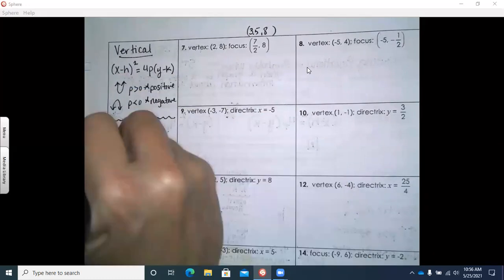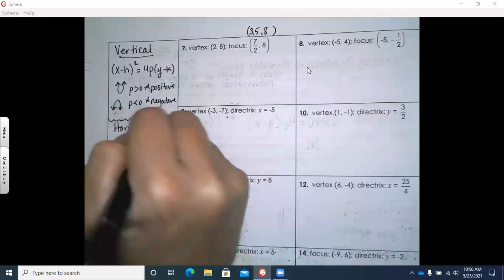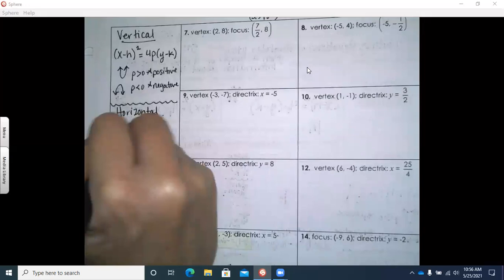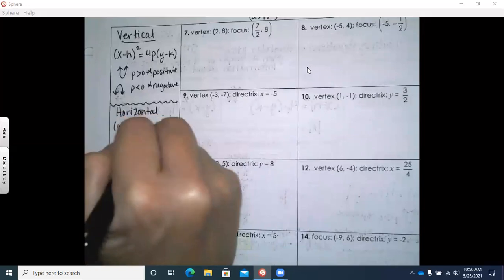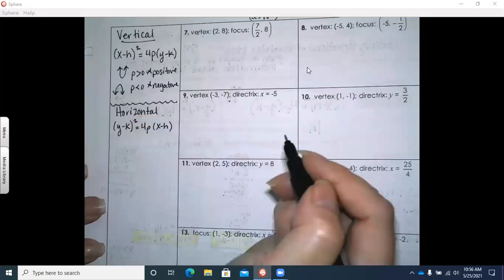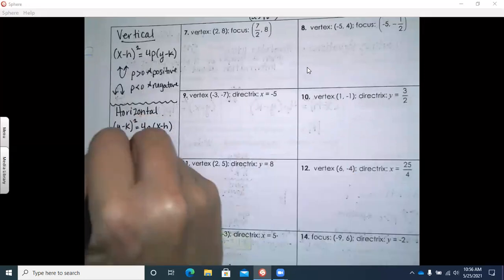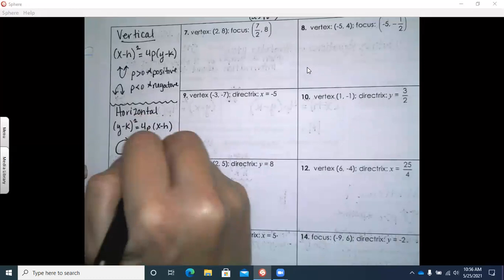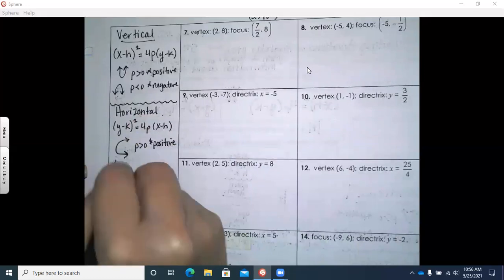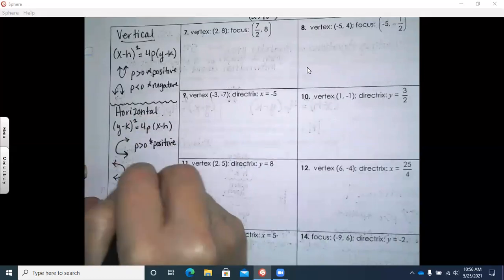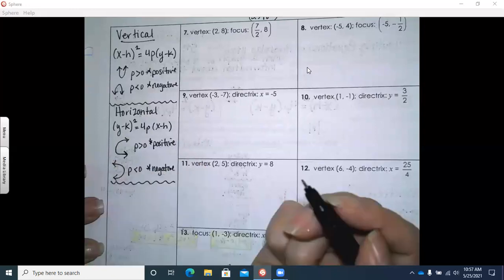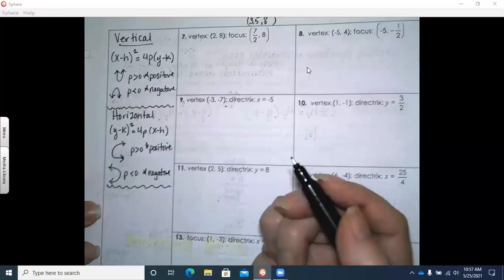For horizontal parabolas, standard form is (y minus k) squared equals 4p times (x minus h). If the parabola opens to the right, we know p is greater than 0, so it's positive. And if it opens to the left, we know p is less than 0, so we know p is negative. Right, same info as the front side. I just like it to be where I can see it.